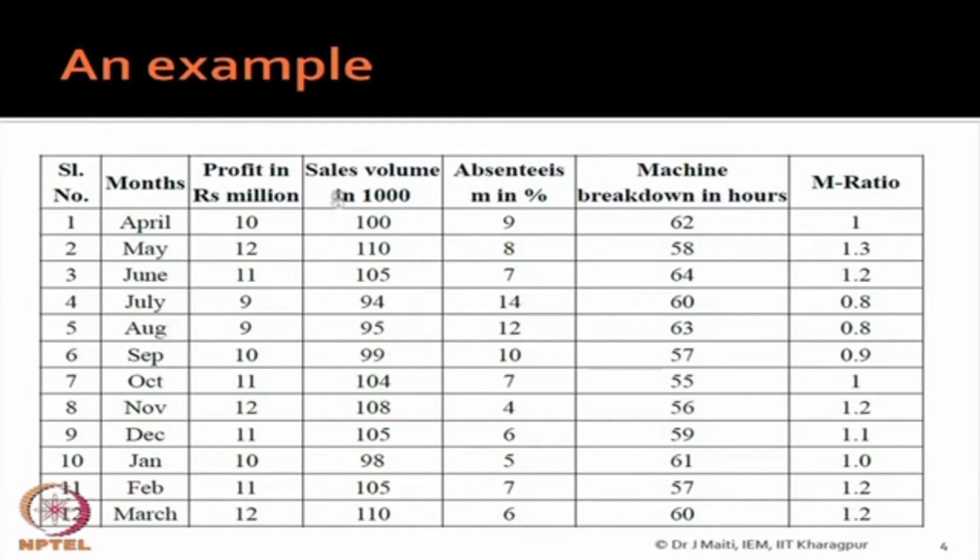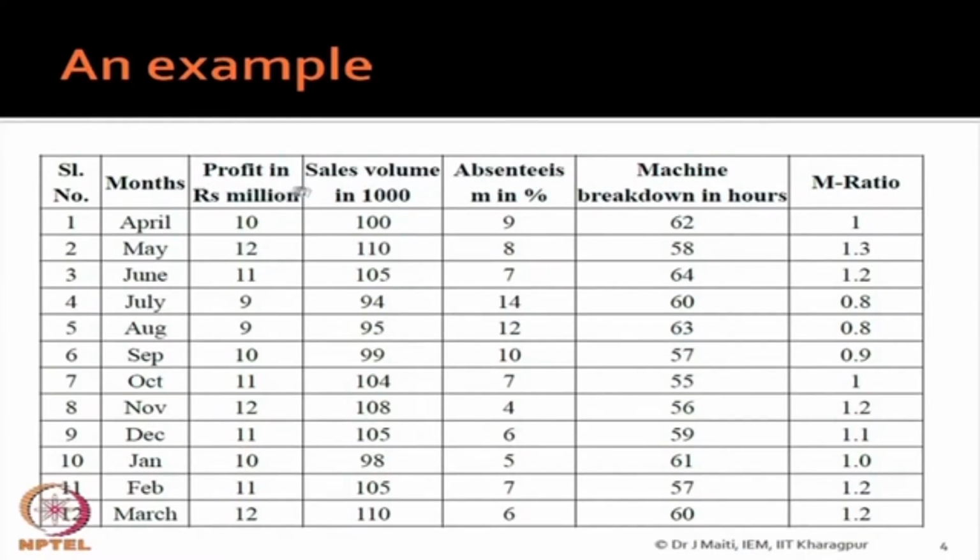If you want to say how sales volume varies over the months, it will also be univariate one. If you want to know how absenteeism varies over the year, the months, that is also univariate like this. But if you are interested to see how the profit and sales volume co-vary and their own variation, then you have to consider two variables, and then this will be a multivariate situation.